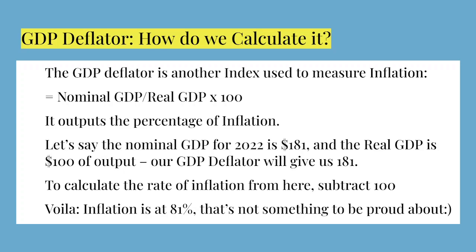Just subtract 100 from here, and you're going to get 81%. So essentially, it's like calculating percentage change. That's really it here. Now that you've got inflation at 81%, you can give yourselves a pat on the back. But remember, as economists, we must strive to make sure inflation is less than 3%.